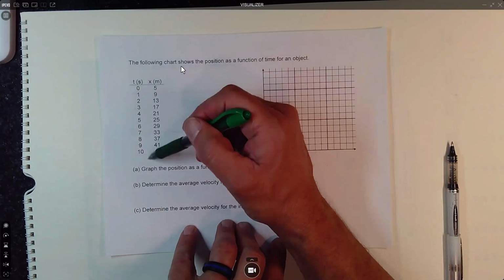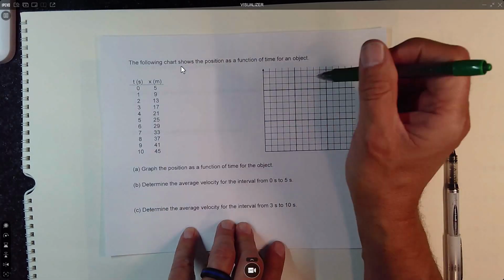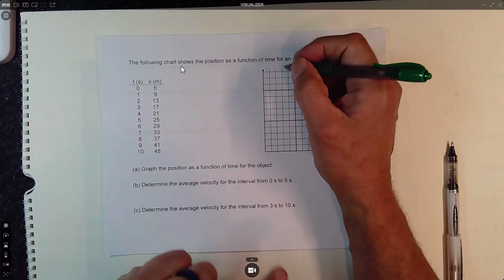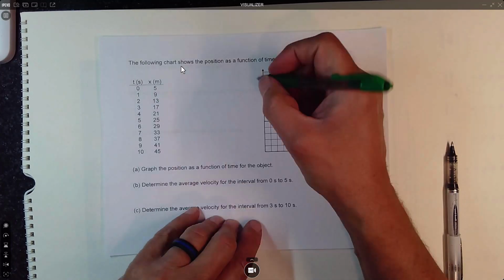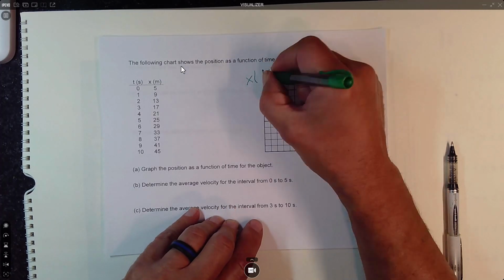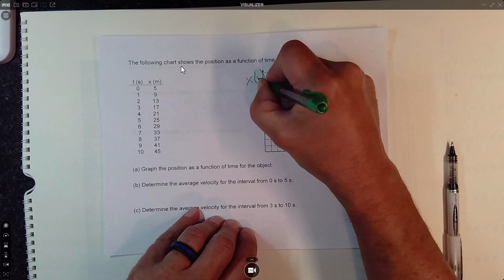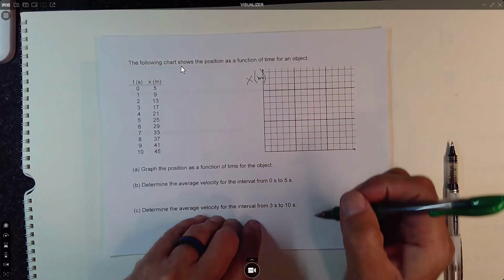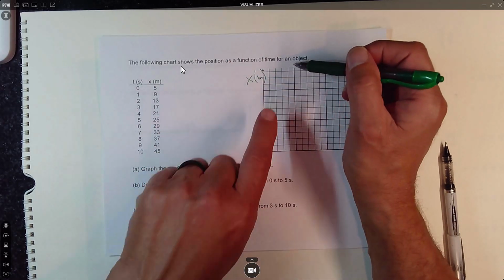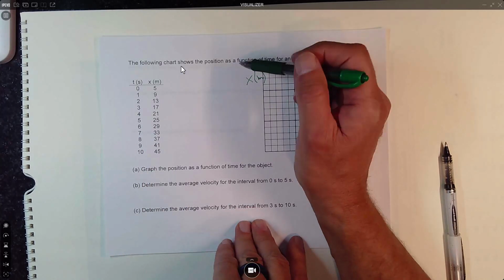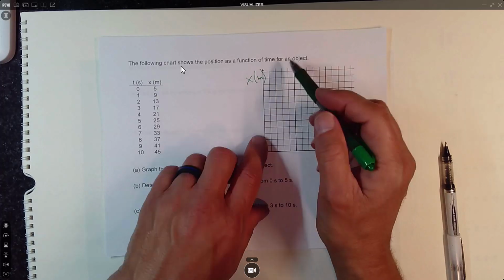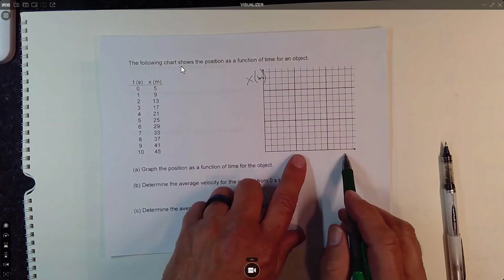Okay, this chart is position as a function of time for an object, and we're supposed to graph the position as a function of time. Well, position, that's going to be x, and it's measured in meters. So the way you make a graph, label the axis, put the units that it's measured in. This x position is measured in meters. When you see something that says graph something as a function of, that means the thing before as a function of goes on the vertical axis. The thing after as a function of goes on the horizontal axis.